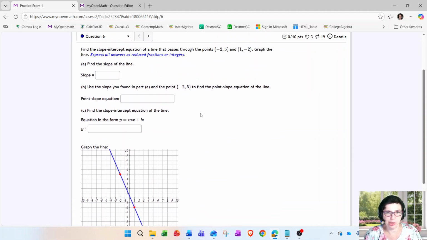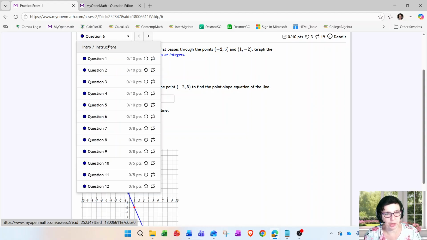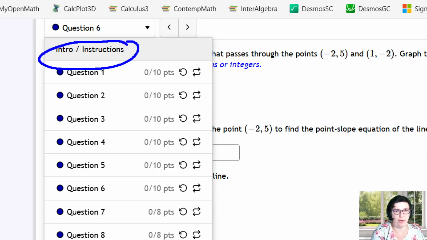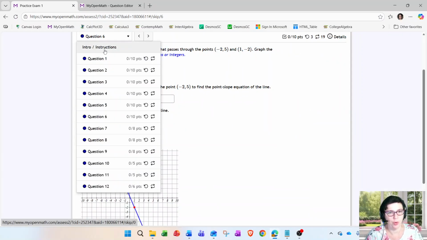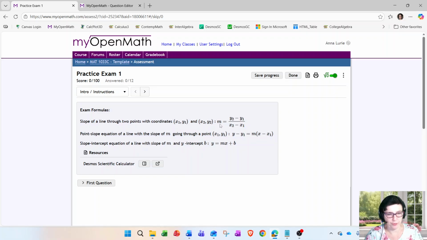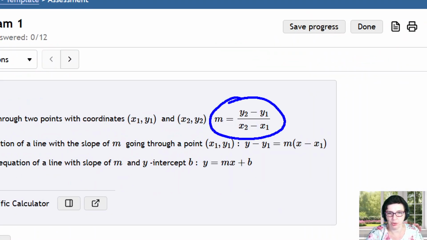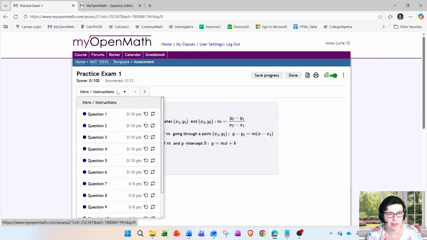Now let's determine the slope. We're going to do it 2 ways. First, we're going to use the formula. If you go to the intro instructions, which is available for you, do you have the formula for the slope? Yes, it's right here: y2 minus y1 divided by x2 minus x1.